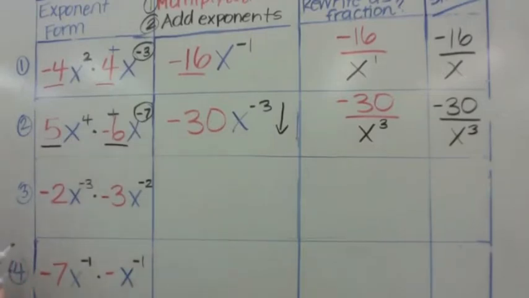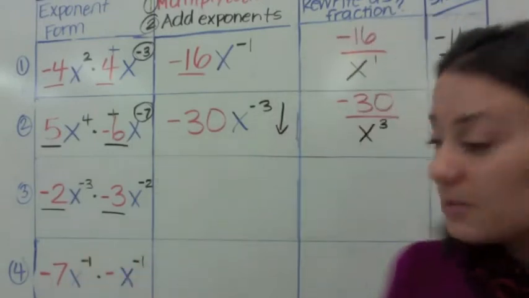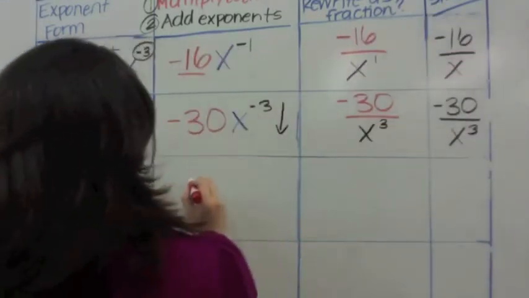Now, when you have negative 2x to the negative 3 times negative 3x to the negative 2, that's a lot of negatives. Just underline the coefficients, okay? Write that down. Make sure you get that. Okay. What's negative 2 times negative 3? Negative times negative. When you're multiplying, it's positive. So you're going to get 6.